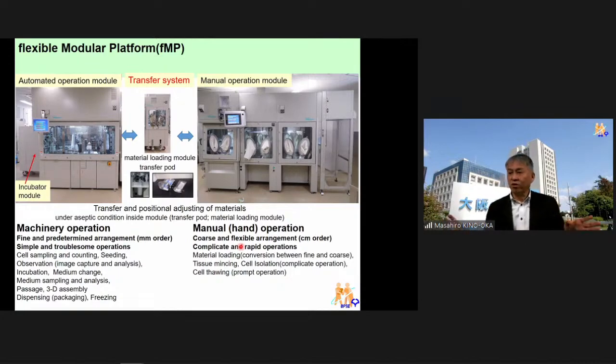Okay, that's a point. Most of the researchers focus only on automation. So that's nonsense. From the practical point, both are important. But we have to care how to connect between the automated operation module and the manual operation module. Again, we need a transfer system for connecting each other. That is the idea.